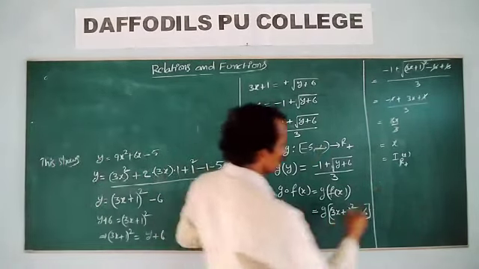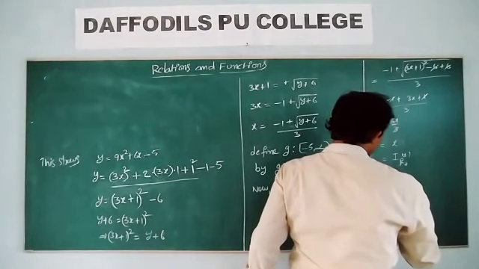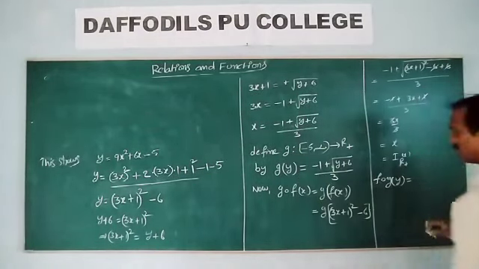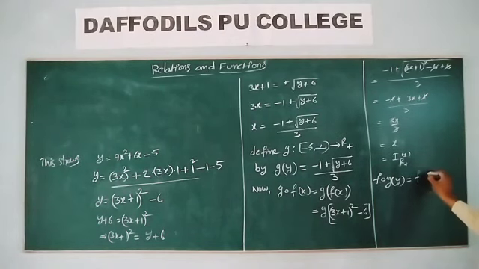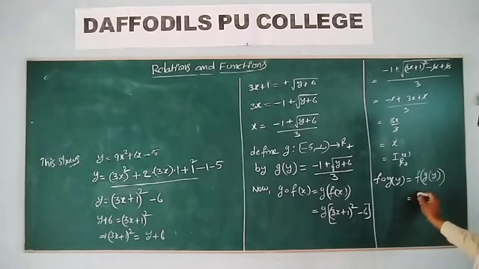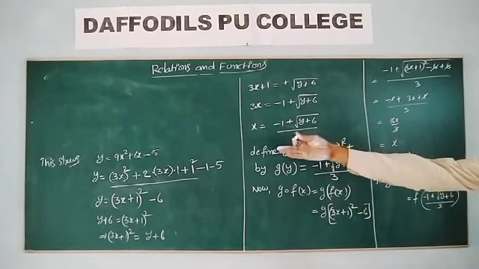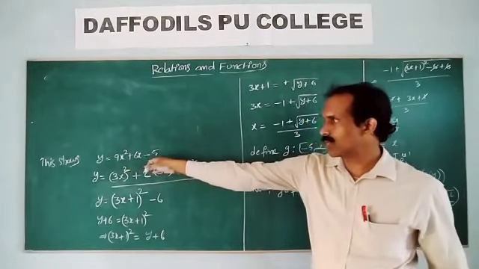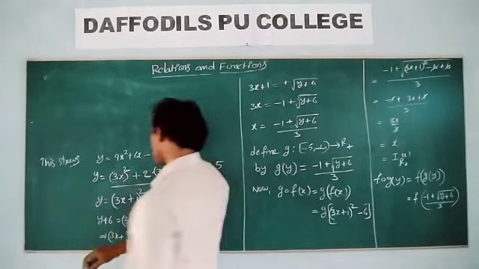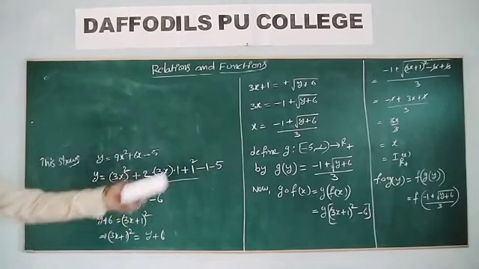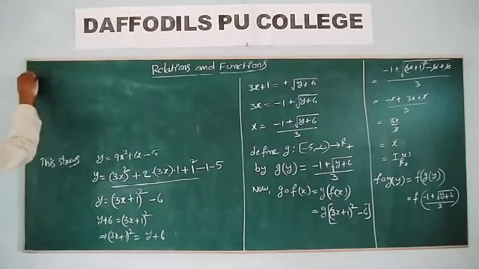Let's continue. f circle g of y. That is f of g of y. What is g of y? This one: minus 1 plus root of y plus 6, divided by 3. Substitute in f of x. What is f of x? This one: 9x square plus 6x minus 5. Or else here also substitute that value, no problem. So this is equal to f circle g.